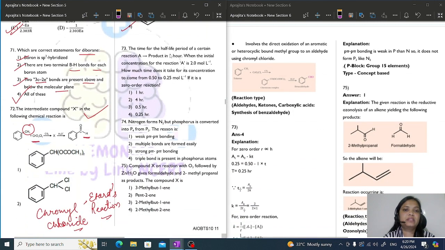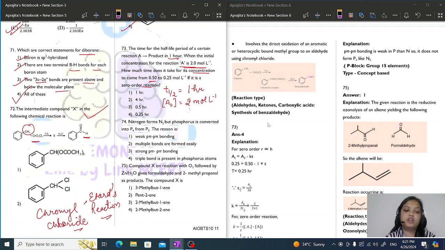Question number 73. The time for a half-life period of a certain reaction is 1 hour. So half-life period of a reaction is given, T half, it's 1 hour, when the initial concentration is 2 mole per liter. Initial concentration we can take as A naught, it's 2 mole per liter. How much time does it take for the concentration to come from 0.50 to 0.25 if it's a zero order reaction?